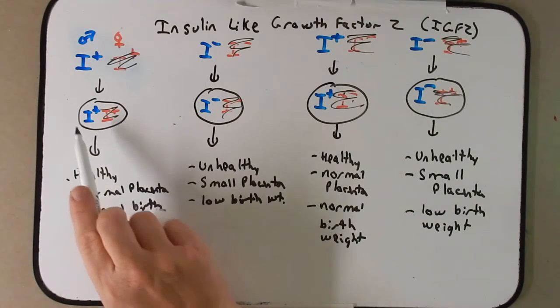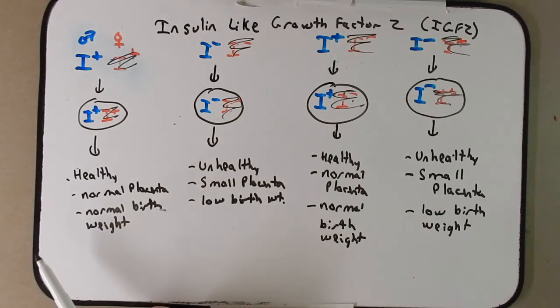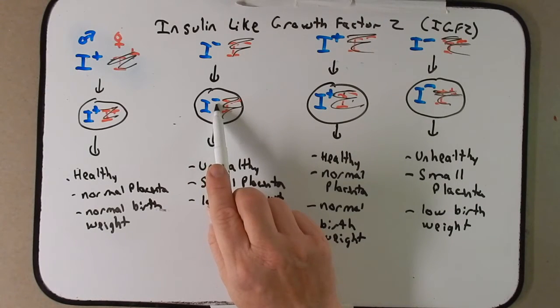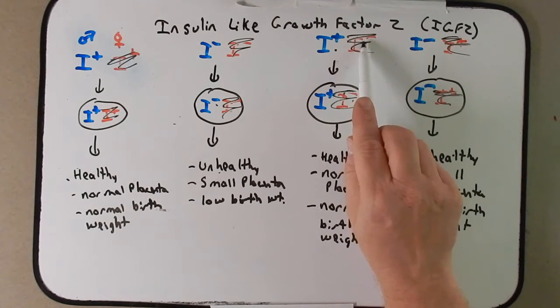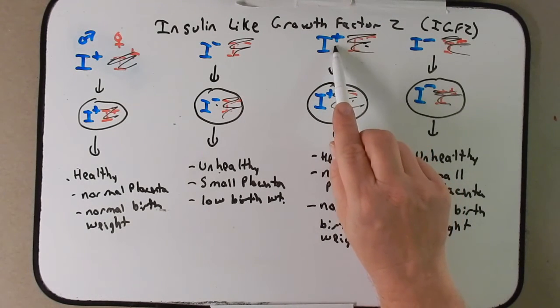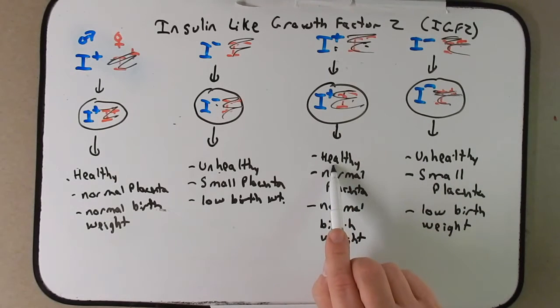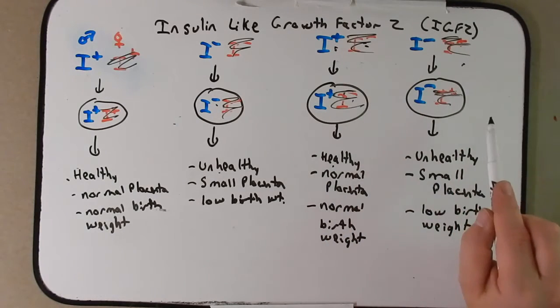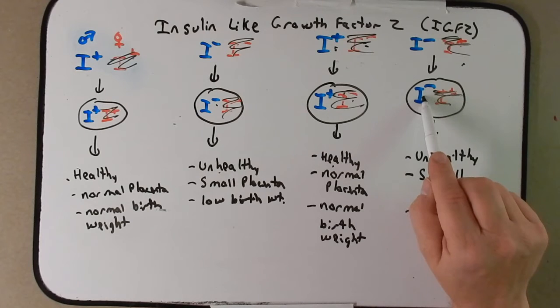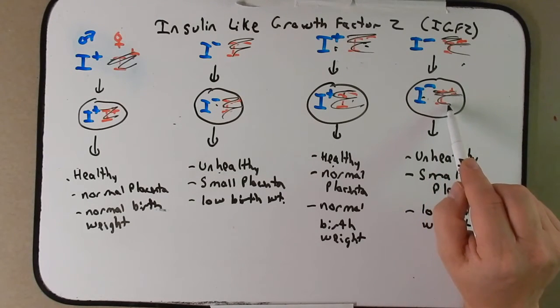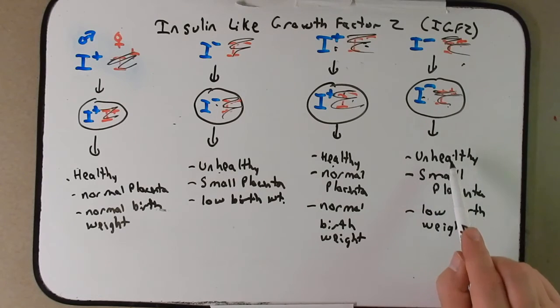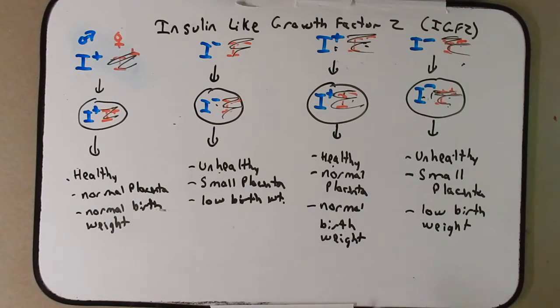So in this case, only dad's copy, I plus, is expressed, so you have a healthy baby. Here, only the mutated dad's copy is expressed, unhealthy baby. Here, even though mom's copy is mutated, it's not expressed, dad's copy is expressed, so we have a healthy baby. Over here, we have the mutated copy from dad, and even though it's paired with an unmutated copy from mom, the baby will be unhealthy because the only good copy here is turned off.